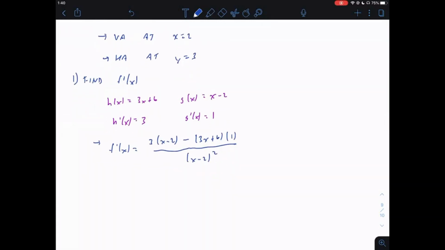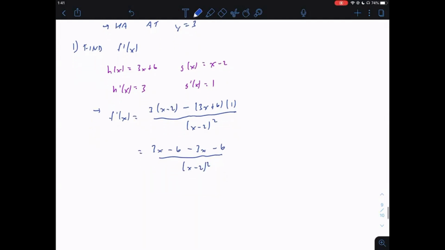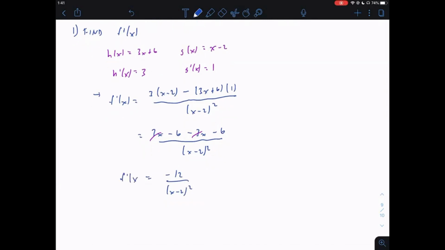Okay, so now let's distribute and combine like terms on top. So let's see, on top we're going to have 3x minus 6 minus 3x minus 6 all over x minus 2 squared. Okay, and combine the like terms on top. What do we notice happens here? The 3x's are going to cancel out. 3x minus 3x cancels out, leaving us with negative 6 minus 6, which would be negative 12 over x minus 2 squared. All right, so that's our first derivative for this rational function.